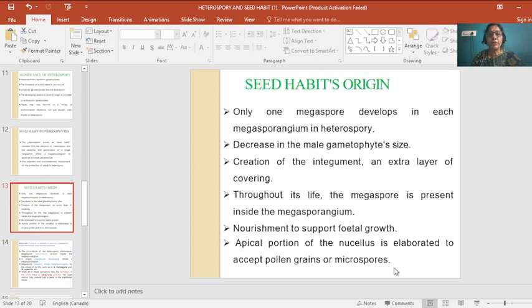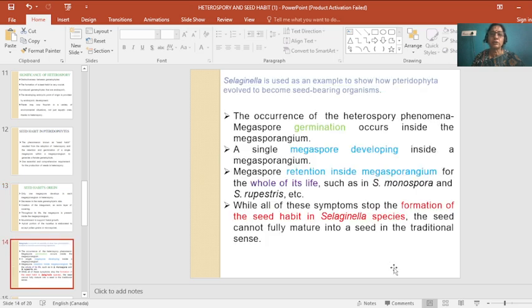Regarding the seed habit origin, only one megaspore develops in each megasporangium in heterospory, and there is a decrease in the male gametophyte size. There is a creation of the integument, an extra covering layer. Throughout its life, the megaspore is present inside the megasporangium. Nourishment is supplied to the embryo's growth, and the apical portion of the nucellus is established to accept pollen grains or microspores.